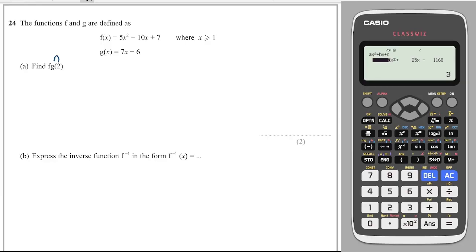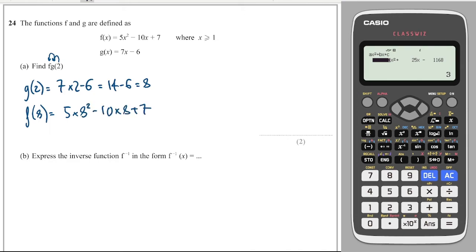Okay, this means put 2 into G and then put that into F. So let's first find G of 2. So I get 7 times 2 minus 6, which is 14 minus 6, which is 8. And then I'm going to put that into F, and that is going to give me 5 times 8 squared minus 10 times 8 plus 7. And let's go to the calculator. We would do 5 times 8 squared minus 10 times 8 is 80 plus 7 gives you 247.